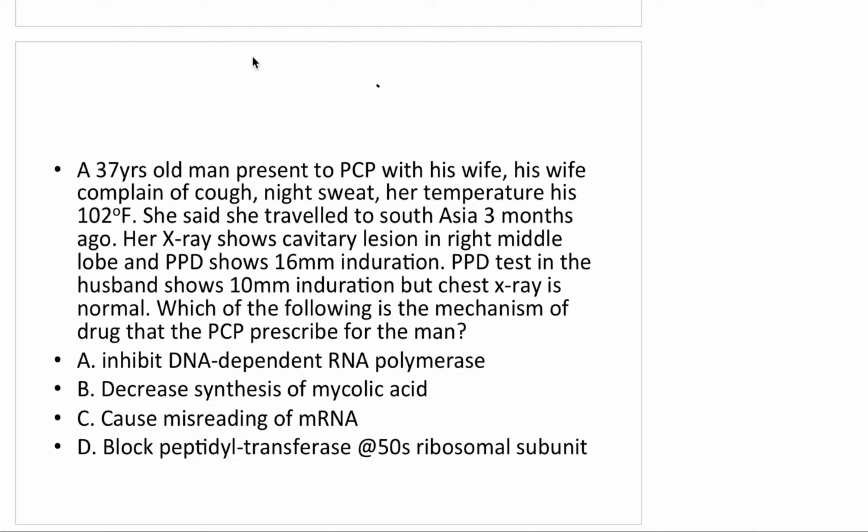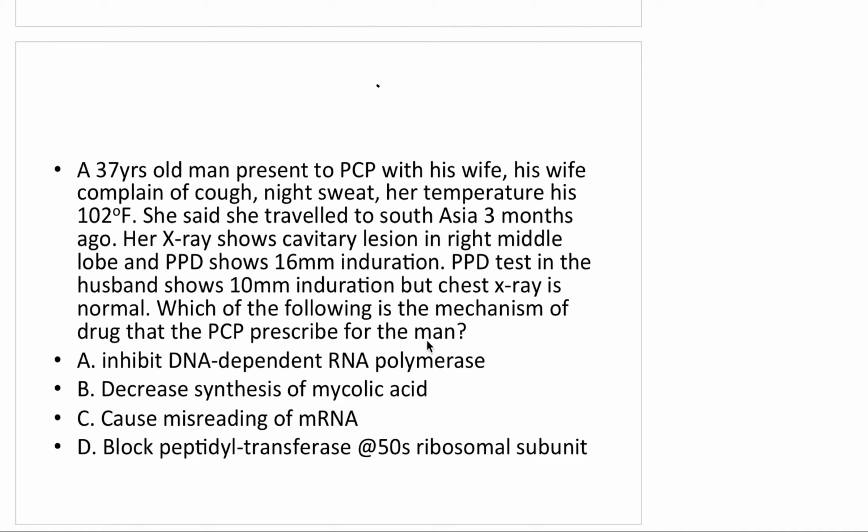So basically, this woman, night sweat, cough, fever, traveled to an endemic region of tuberculosis. So the wife is having tuberculosis, and the husband will be considered a close contact, right? So if the husband is considered a close contact, you have to give prophylaxis to the husband. And the drug which you use for prophylaxis in close contact with tuberculosis is none other than isoniazid, right? So, but let's walk through this.